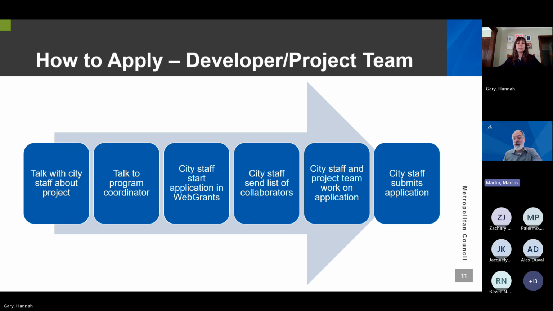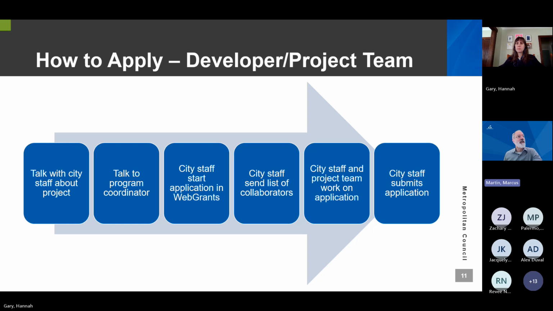We talked a little bit about the roles of the public applicant, the development project team, and the council. And we just went over the full process of the application to get started. Here, I'm going to go over the process for a project team or a developer interested in applying for a grant. It's a little bit different.